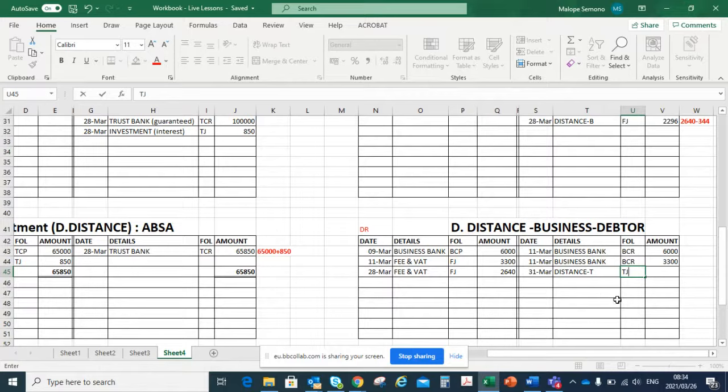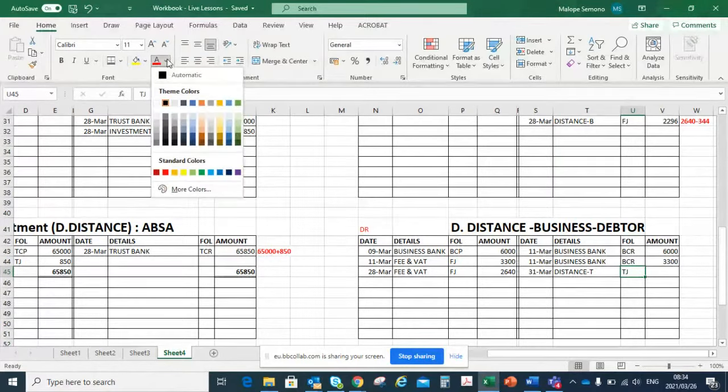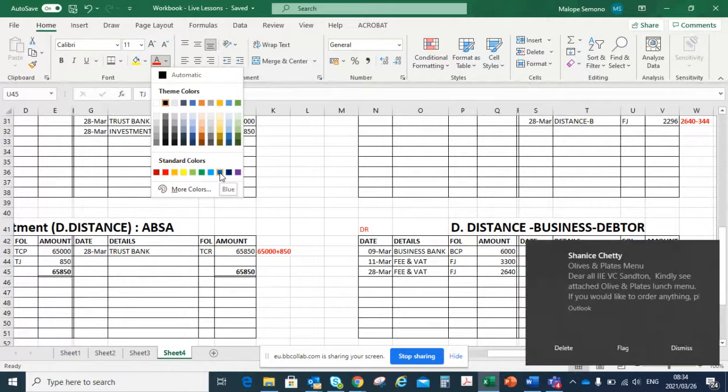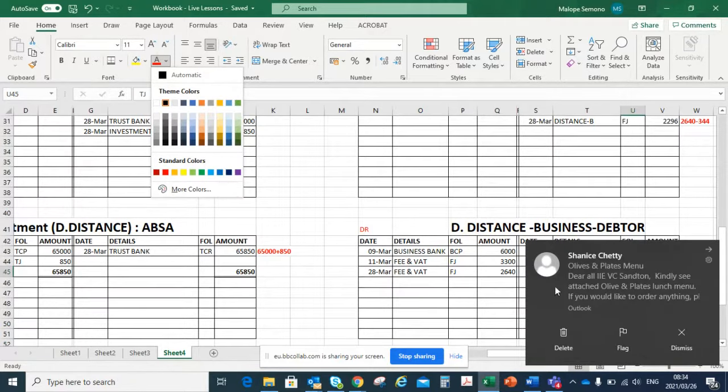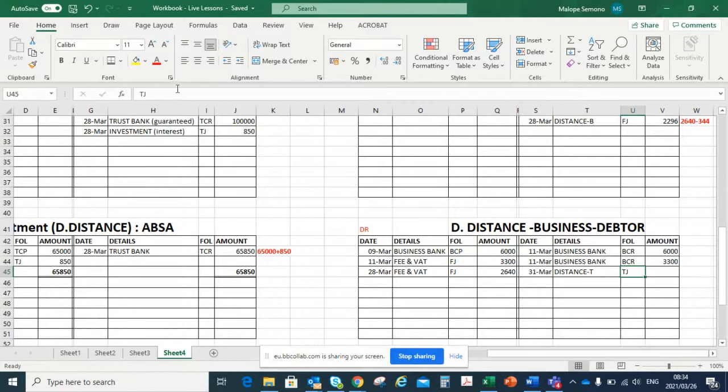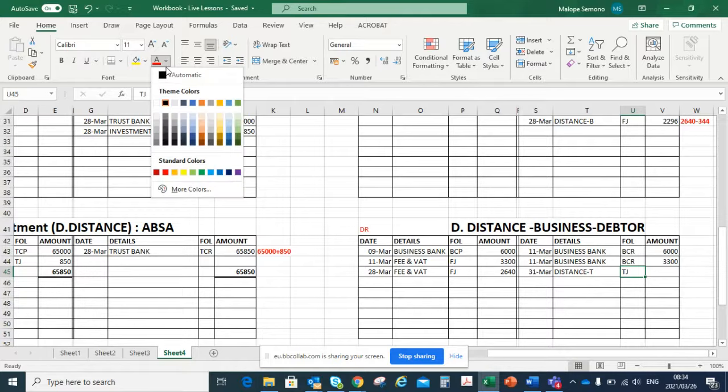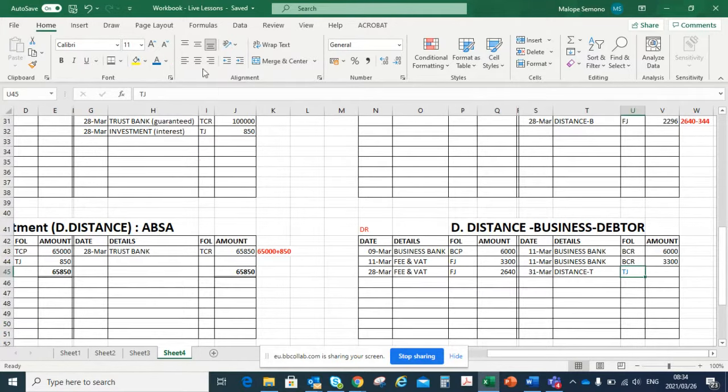I'm going to use a different color so that you cannot be confused with the other one because they've got the same abbreviation, but they mean something different. So I'm going to just change the color here. Like that. You see, I'm going to say transfer channel. So we need to transfer how much? 2640. So I'm going to say 2640.